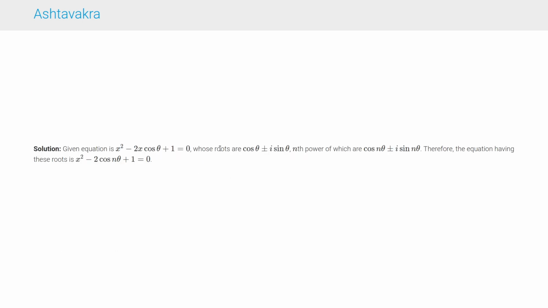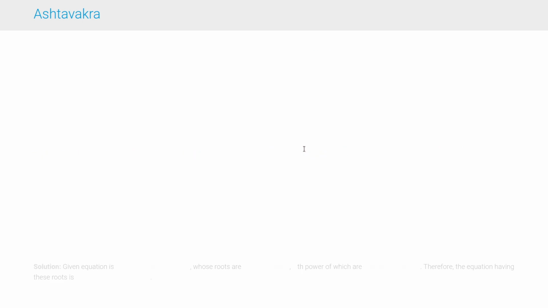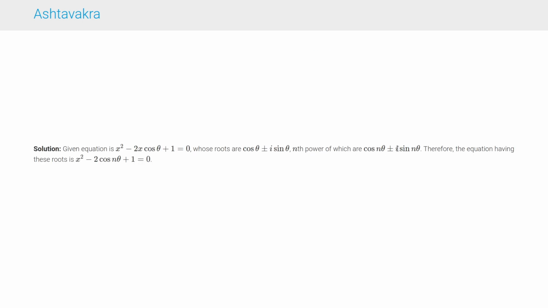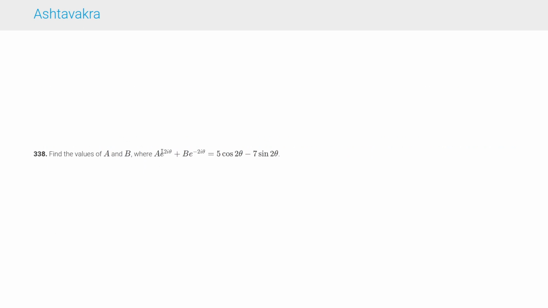So once again the roots would be cos theta plus minus i sin theta, and the nth power would be cos n theta plus minus i sin n theta, and we have to find the equation. So the sum of the roots would be 2 cos n theta and the product would be 1. So the equation would be x square minus 2 cos n theta x plus 1 is equal to 0.